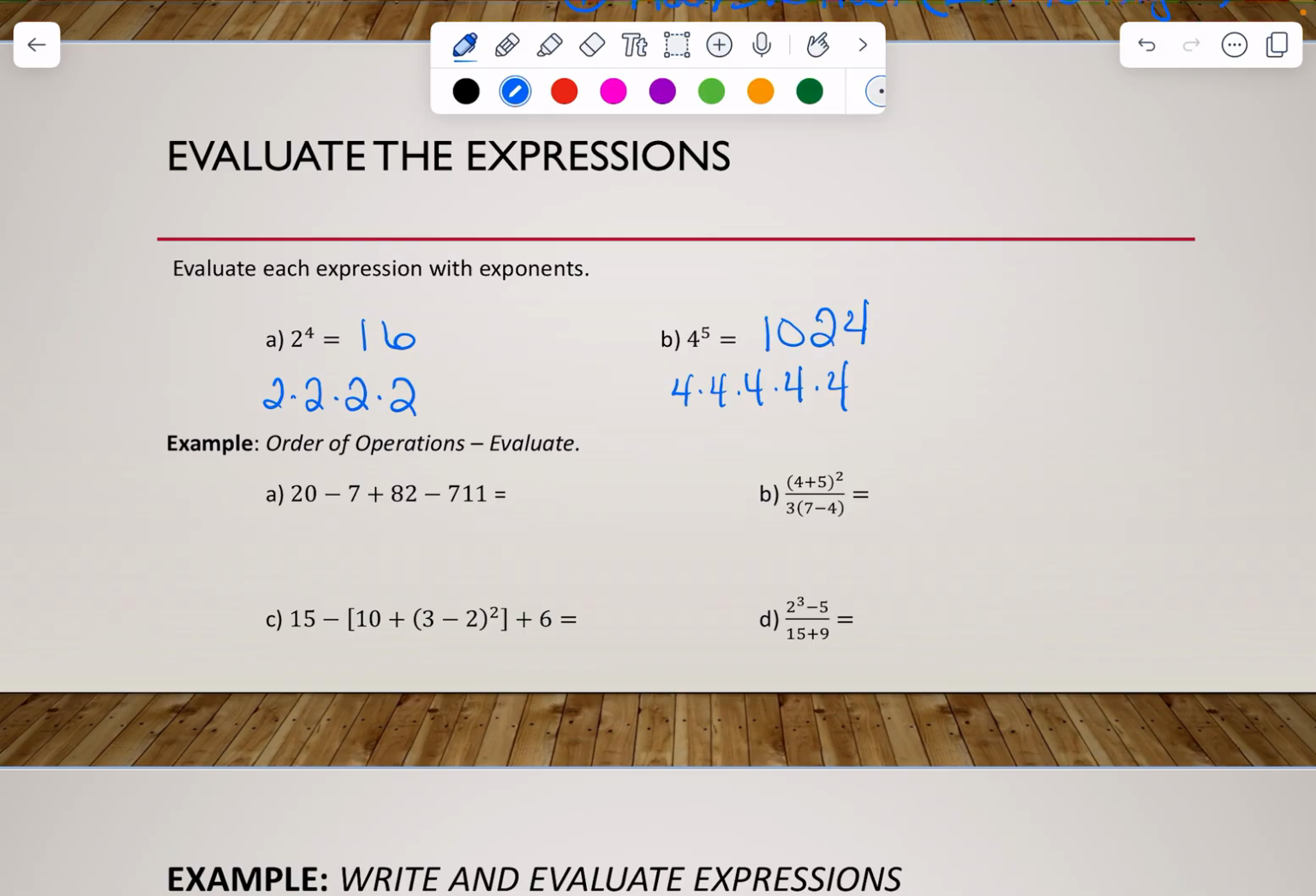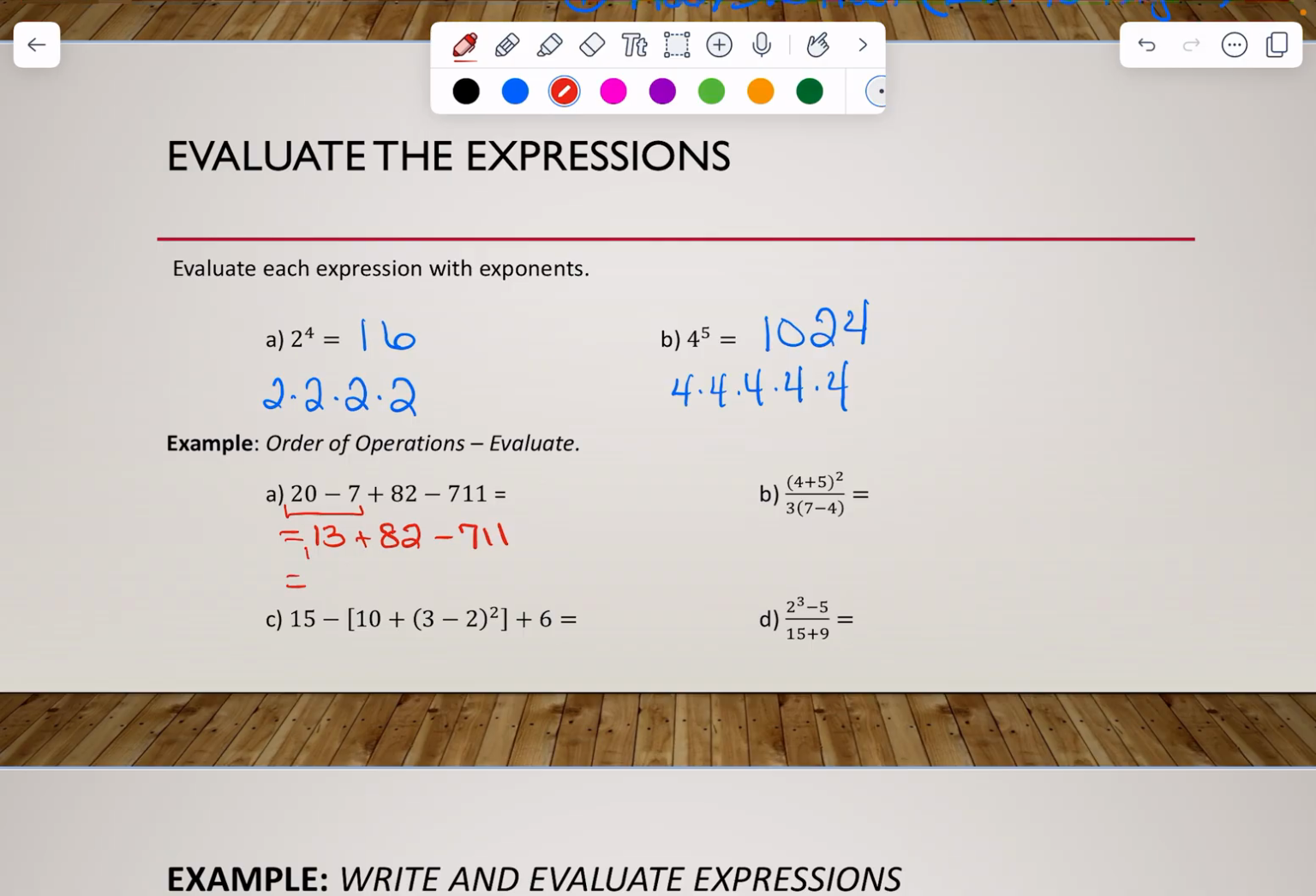So now we're going to use the order of operations. If I look at this problem, I will notice that the whole thing is addition or subtraction. Since addition and subtraction is on the same level, we start at the left and we work towards the right. So the first thing I'm going to do is 20 minus 7. That's 13. Plus 82 minus 711.